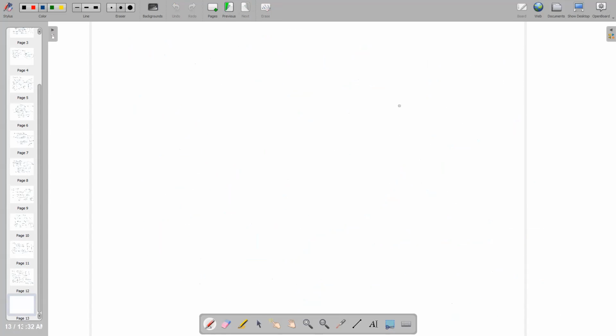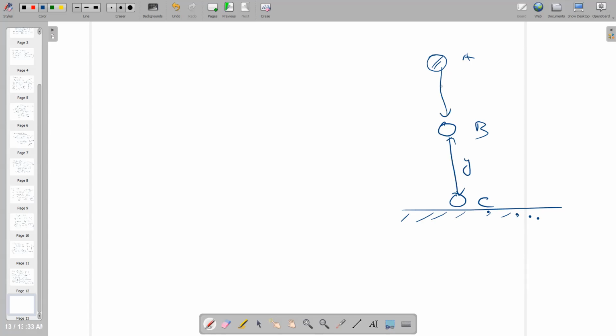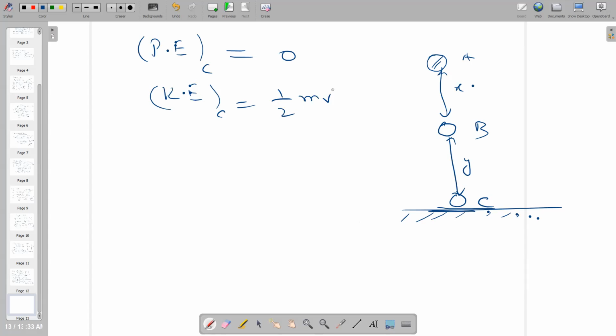Now, let's see at point C. This is point A, this is point B, and this is point C. This is y, and this is x. Now at point C, the potential energy will be 0 because the height is 0. Now the kinetic energy at point C. Kinetic energy at point C is what? We are writing here 1 over 2 mv square.